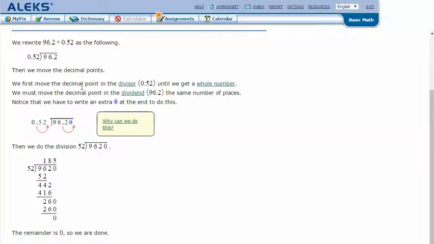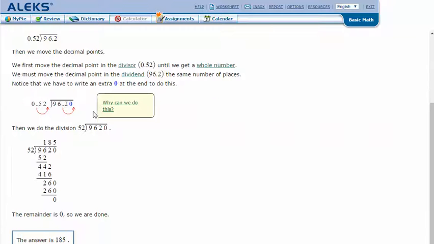We first move the decimal point in the divisor, 0.52, until we get a whole number. We must move the decimal point in the dividend, 96.2, the same number of places. Notice that we have to write an extra 0 at the end to do this. So this decimal moves 1, 2 places, and this one has to move 1, 2, but in order to do that, we have to put a 0 here.